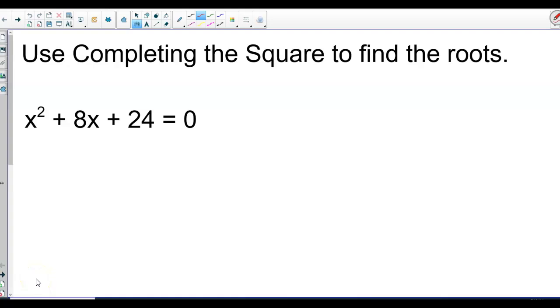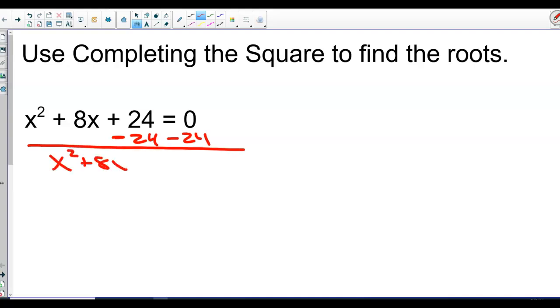All right, so for completing the square, we have to have a 1 in front of our x squared. That's mandatory. We have that, we can move forward with the process. I move the constant over, so it becomes a negative 24.